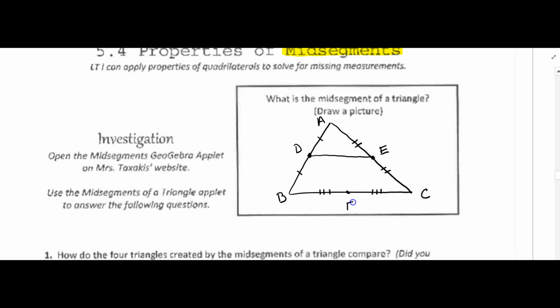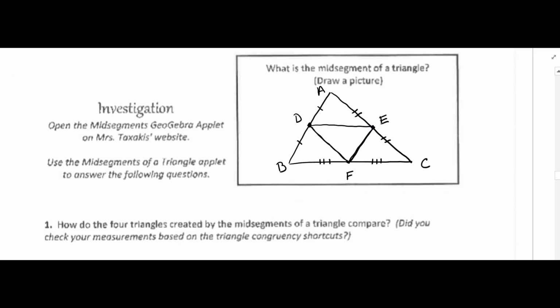Now let's label this point down here F. Let's connect D with F. That's another midsegment. And then our third midsegment that I can draw in is EF. If you notice here, we now have 4 smaller triangles. We had the big triangle ABC, and now we have these 4 small triangles.